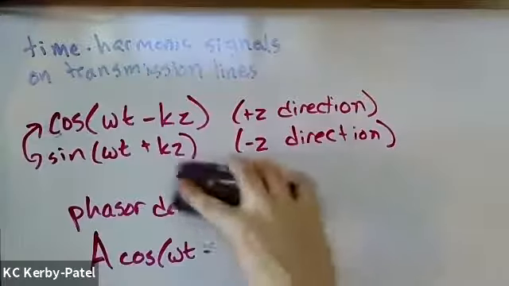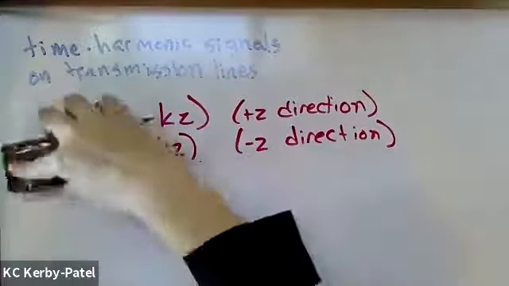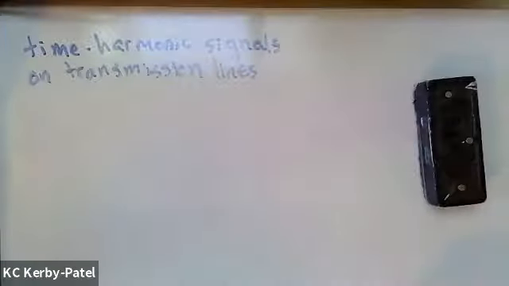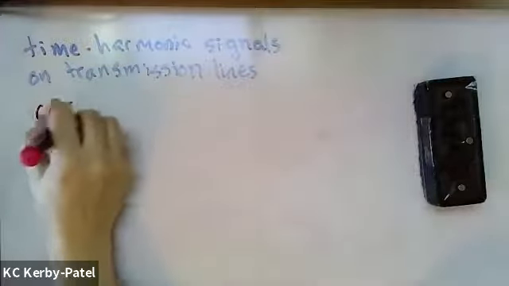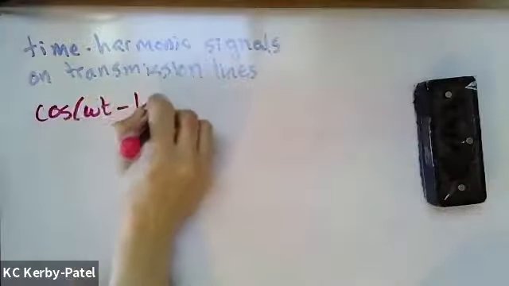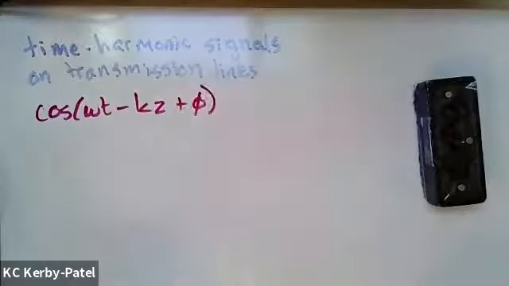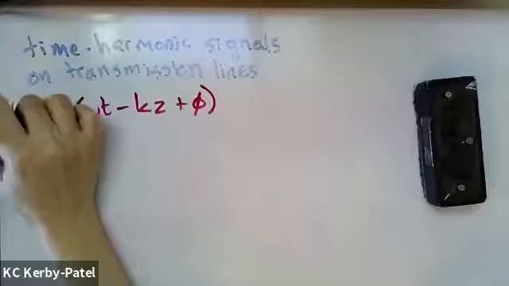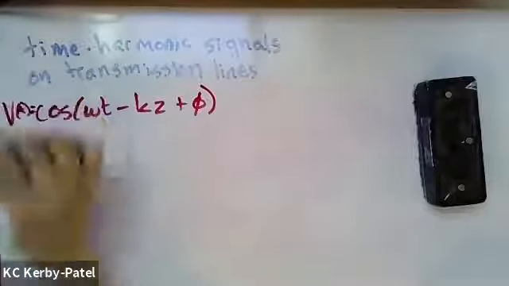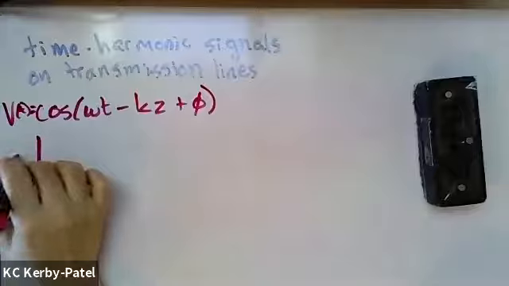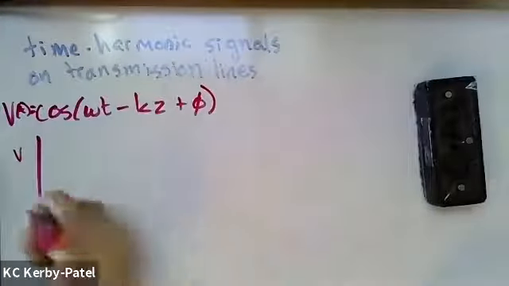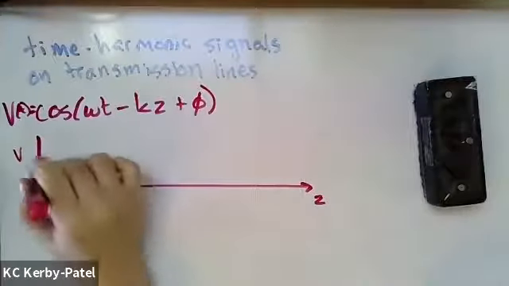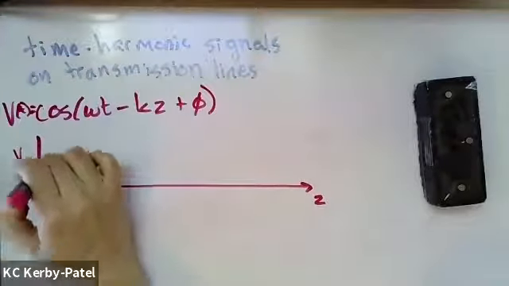Okay, but here's the thing. When you have a wave like that, cosine of omega t minus kz plus phi, and let's say that is some voltage, a voltage as a function of time, then if I were to draw the plot of voltage as a function of position, it might look like this.